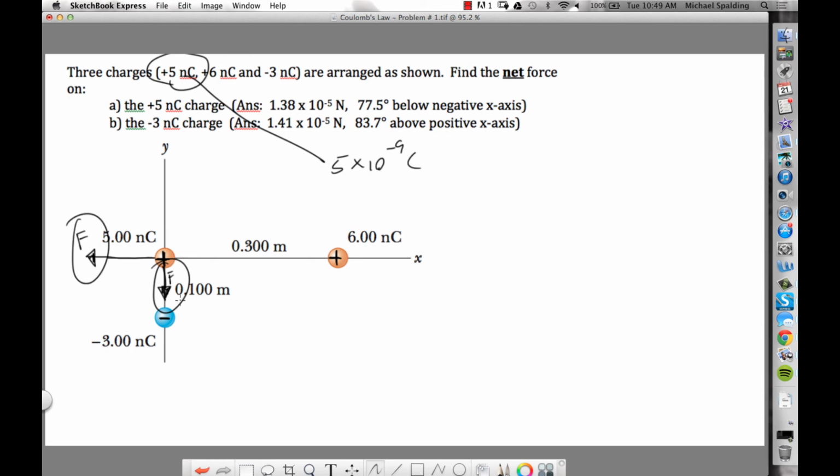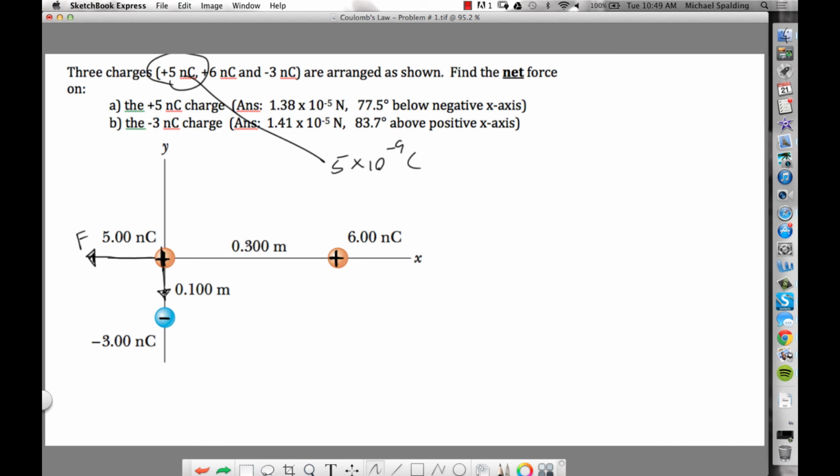I have a question. Why is it going left? Because, let me back up here. So the question is, why is that first force to the left? Because this guy's positive and that guy's positive. Like charges repel, right? 2 positive charges are going to repel each other. And by the way, if you look at the 6 nanocoulomb charge, there's going to be a force to the right. These forces are equal and opposite, but which charge are we focusing on? Are we focusing on the 6 nanocoulomb? No, we're focusing on the 5, so we don't have to do a diagram for the 6 nanocoulomb charge.